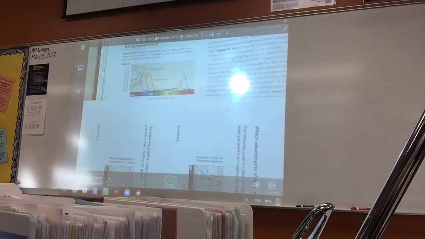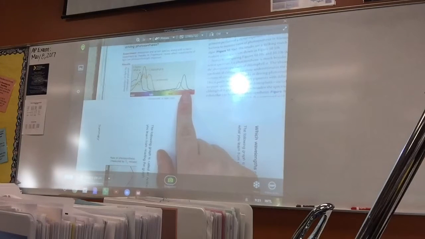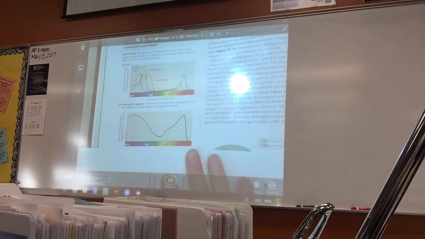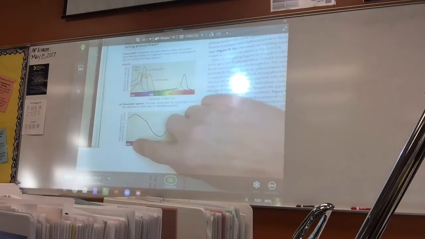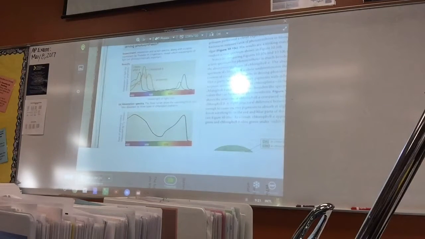Okay, so this shows you what wavelengths are actually absorbed. Next picture. The y-axis is different: rate of photosynthesis. So what can we conclude here from this graph? Obviously it's going to be about the rate of photosynthesis because that's what was being measured, that's on the y-axis. So what can we conclude here? Serena, what do you think?